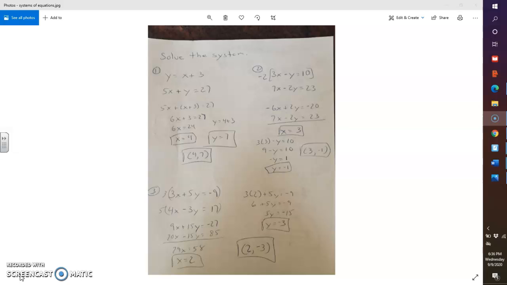And all systems have one of three options. They either have one solution, they have infinite solutions, or they have zero solutions. There's no system where there's like three different answers. Most commonly, you're going to get one answer.